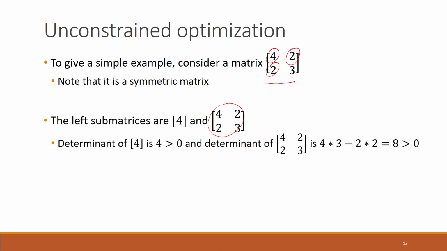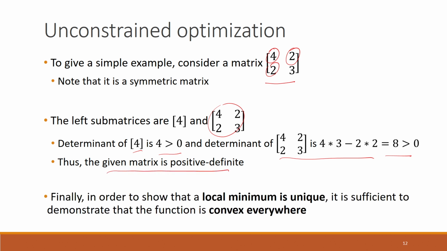Now we need to determine the determinants of these two matrices. The determinant of the first matrix is 4, whereas the determinant of the second matrix is 4 times 3 minus 2 into 2, which is 8, which is positive. Since the determinants of both these left submatrices are positive, this matrix is positive definite.